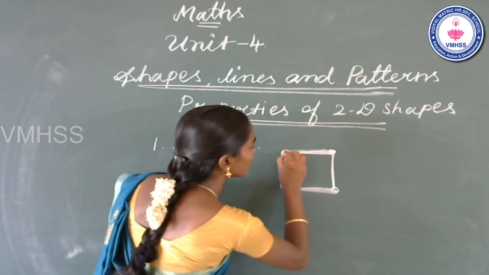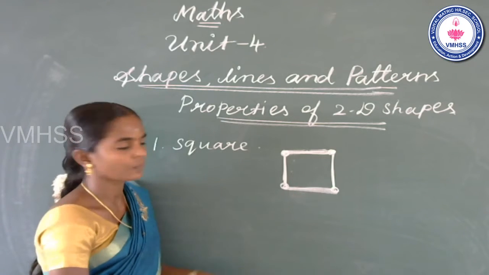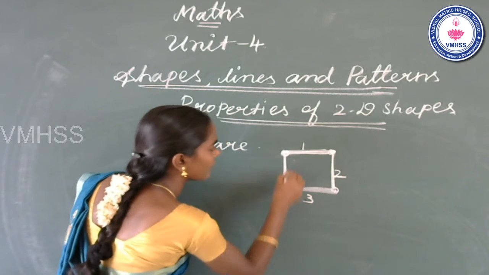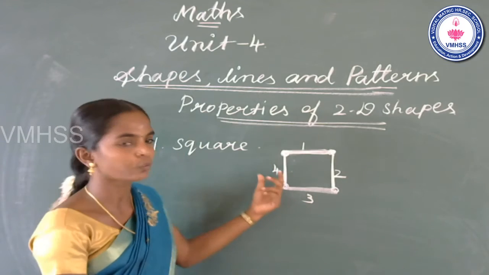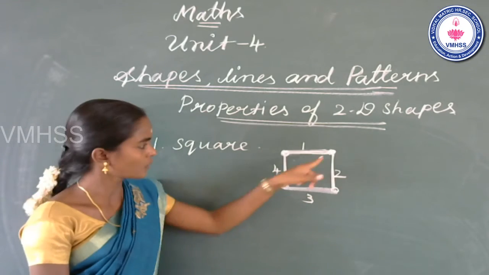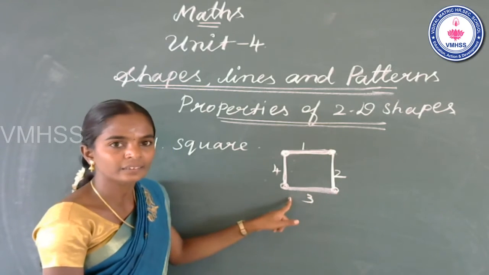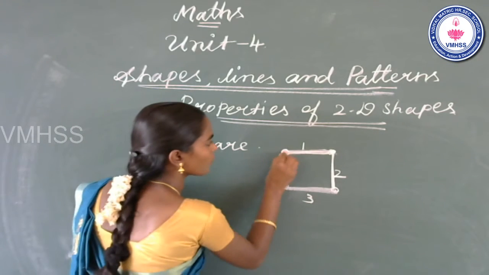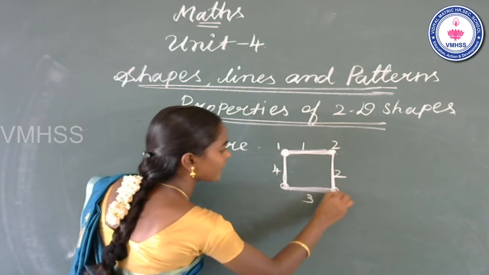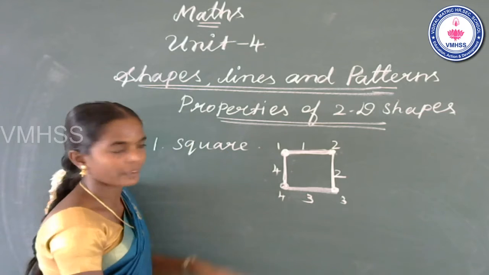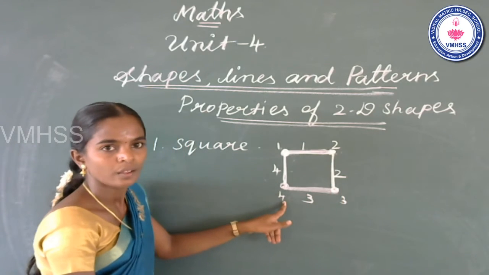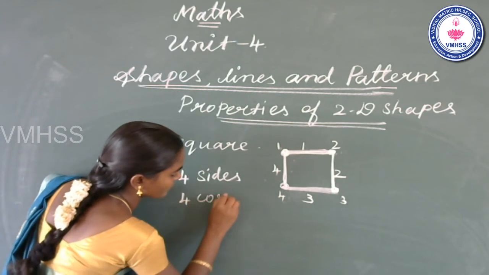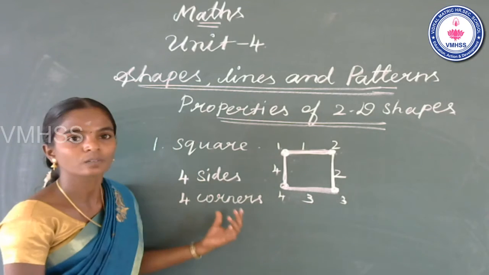Children, first we count the number of sides. 1, next this one 2, next 3, next 4. So there are 4 sides. Did you understand? This one first side, this one second, this one third, next this line 4. Next corner: this one corner, next this one corner, next this one corner, next this one corner. 1, 2, 3, 4. So square has 4 sides and 4 corners.